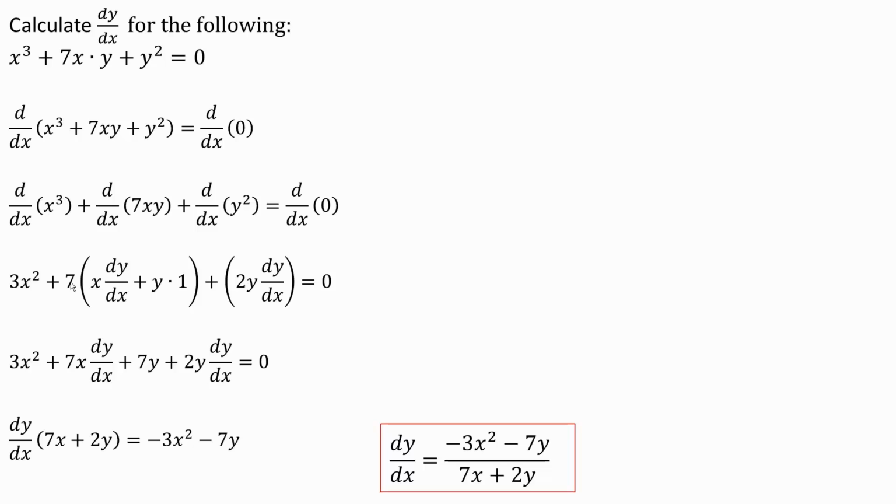Now we can expand, so we would get 7x dy/dx plus 7y plus 2y dy/dx is equal to 0, and we also have the 3x squared. So now I'm going to rearrange. All the terms with a dy/dx, I'm going to keep here, and the terms that don't have dy/dx, I'm going to move over here to the right. So I'm going to move this piece, and this piece right here. And that's why I have negative 3x squared minus 7y. And I factored a dy/dx for these two pieces. And now simple, I just divide this piece over. So dy/dx is equal to negative 3x squared minus 7y divided by 7x plus 2y. And that's all we need to do for this type of problem.